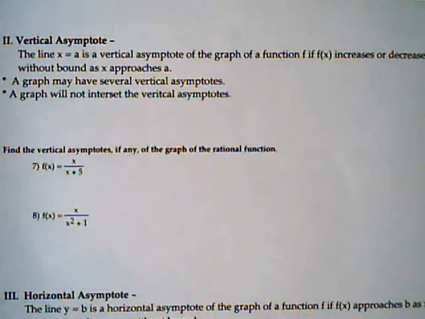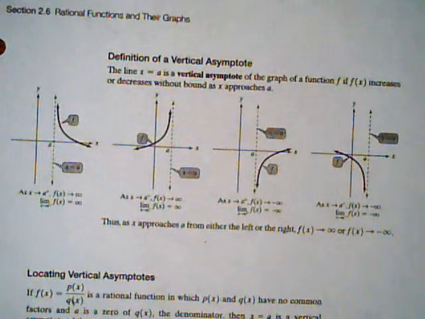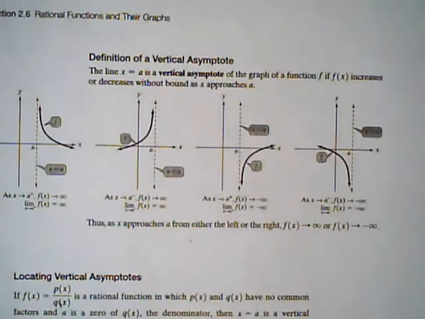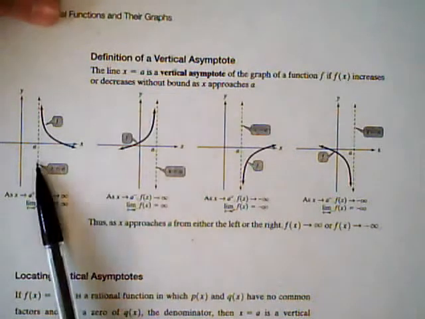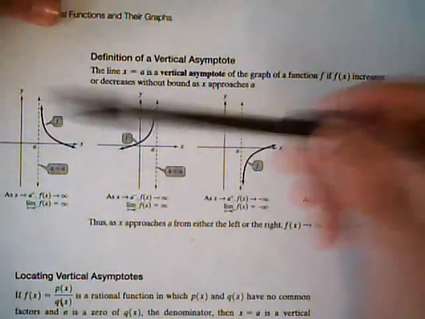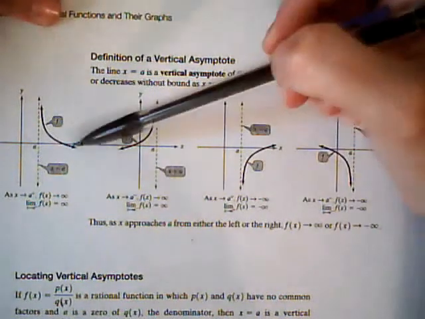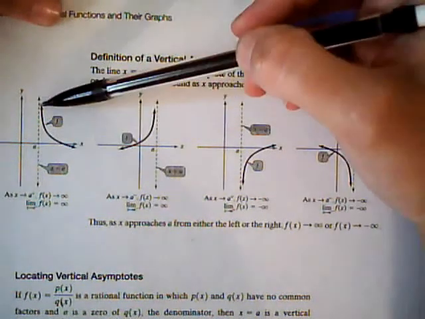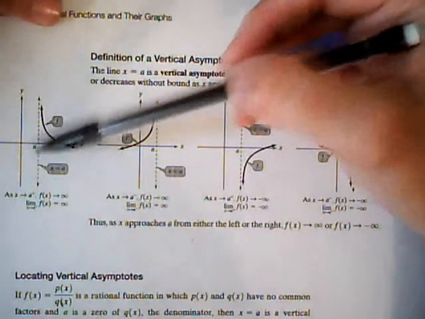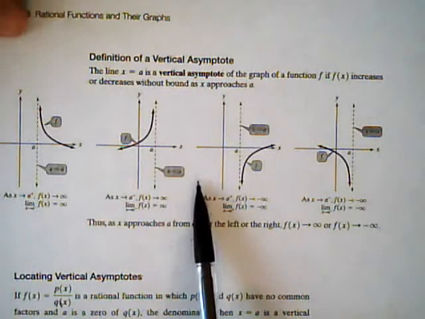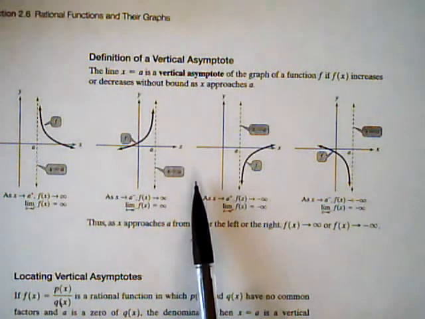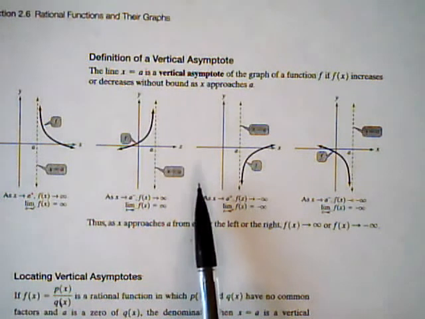Okay, the next handout that I'm going to show you here is something that you can find in your book. If you look at your e-book in section 2.6, you would see this graph giving you some examples of what vertical asymptotes are. They are vertical lines that your graph will approach but will not touch, may skip over, but will not cross.